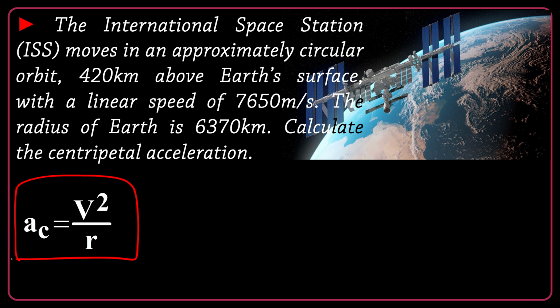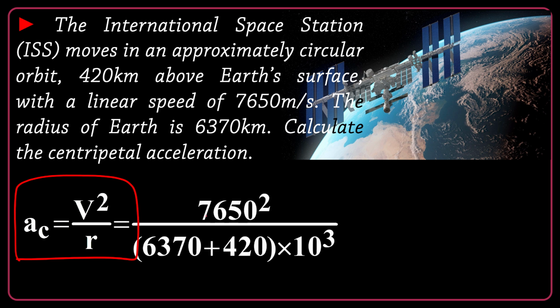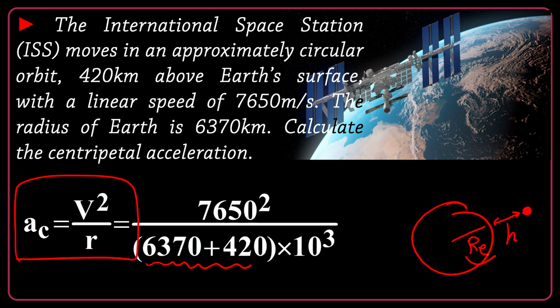To find the centripetal acceleration, as velocity is given, I can easily use AC equals v squared divided by r. And here v is going to be 7,650 meters per second. It is in SI units. And here in the denominator, be very careful. Here we have the radius of the Earth, and here we have the altitude. The radius of the ISS's orbit is going to be the radius of the Earth added to the altitude, so it's RE plus the altitude.